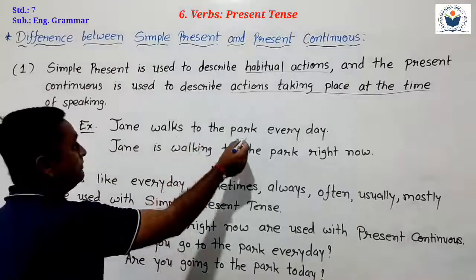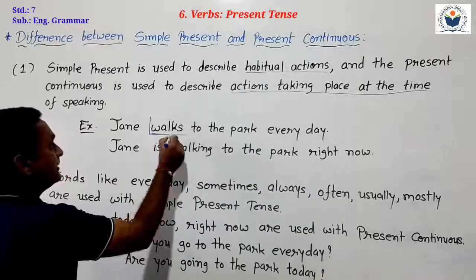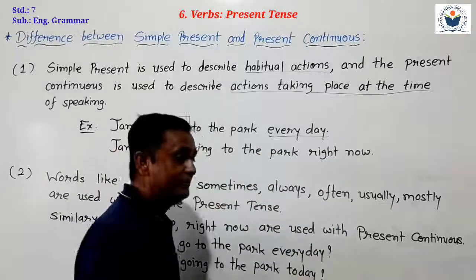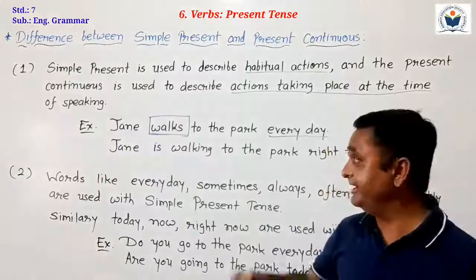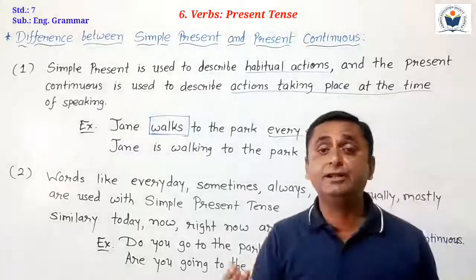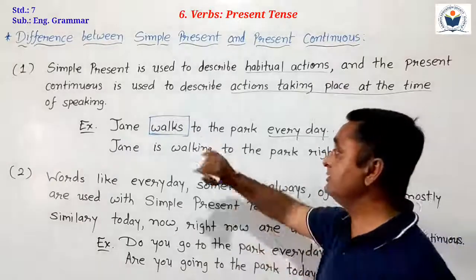Jenny walks to the park every day. Jenny walks. I use the simple present tense here. Every day means it's a habitual action, not only one day. Jenny walks to the park every day means an everyday habitual action is being shown here. So I use simple present tense.